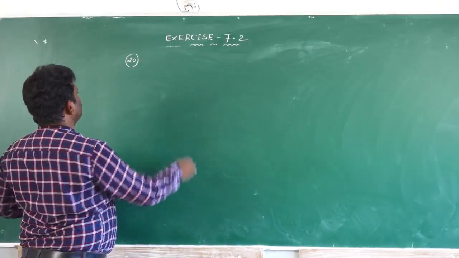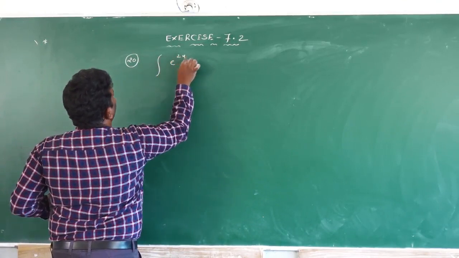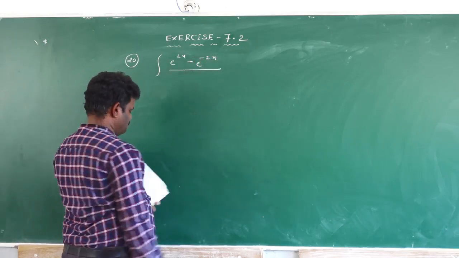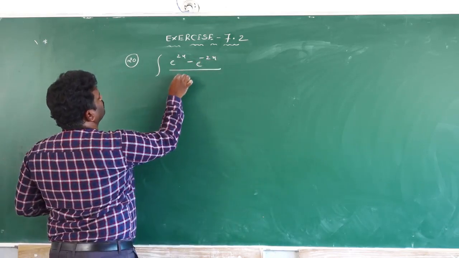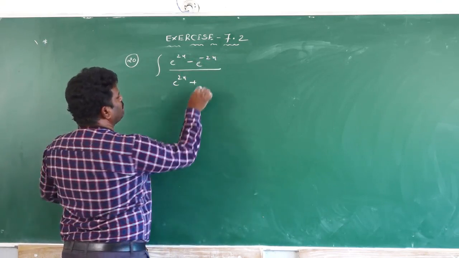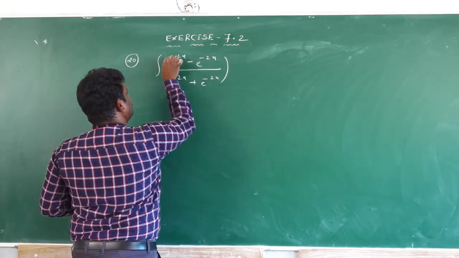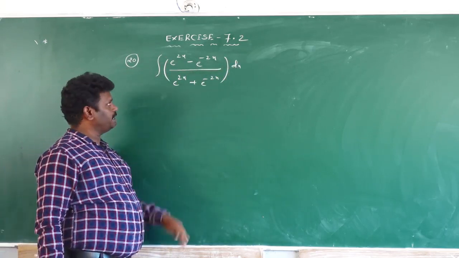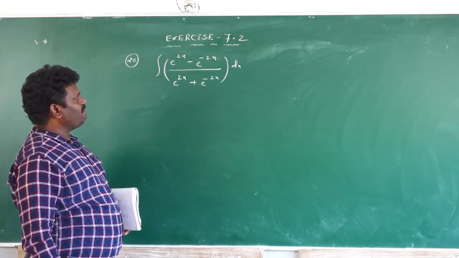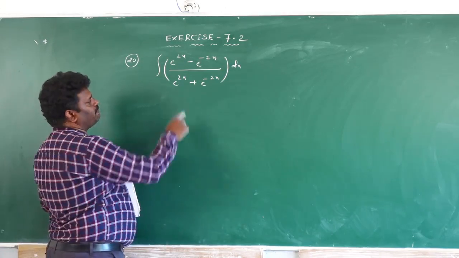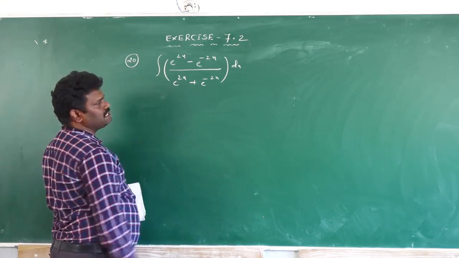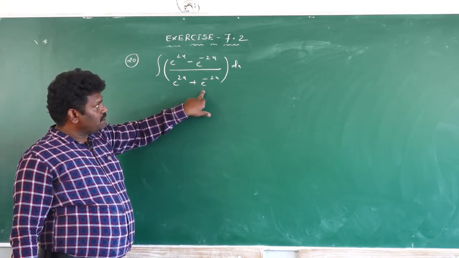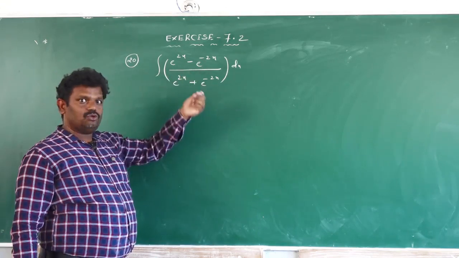Right. My 19th similar question: integral of (e power 2x minus e power minus 2x) by (e power 2x plus e power minus 2x) dx. Here we want to find the integral value of this given function. Here, in the simplification, if you take the denominator e power 2x plus e power minus 2x as t, then the derivative is e power 2x into 2, and e power minus 2x into 2. The 2 is common in this term, so no problem.